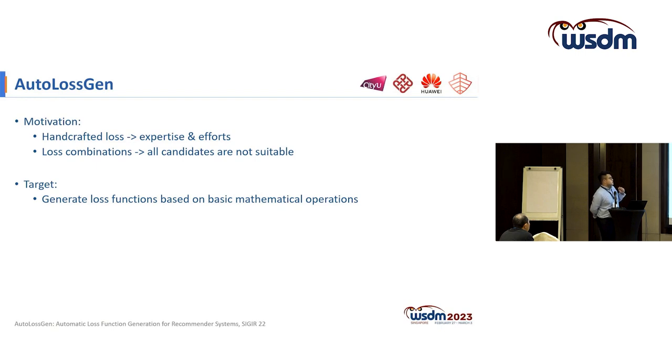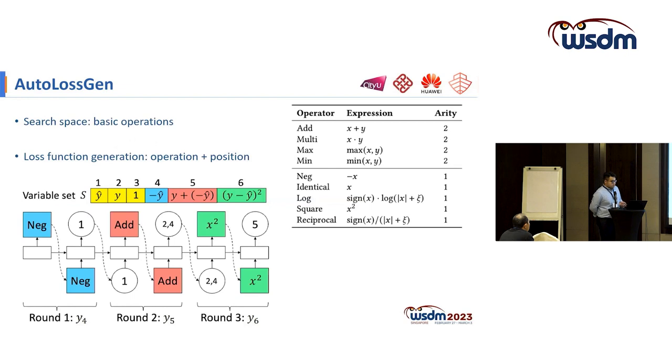It will generate some useful loss functions based on basic mathematical operations. The search space of AutoLossTrain, as we just said, consists of several basic operations like add, max, and identity, log, like this. To generate the final loss function, AutoLossTrain adopts an RNN as the controller. It first generates the operation it will use, and then it generates the corresponding positions as the input. Note that for the operators that require two inputs, it will generate two positions as the input.